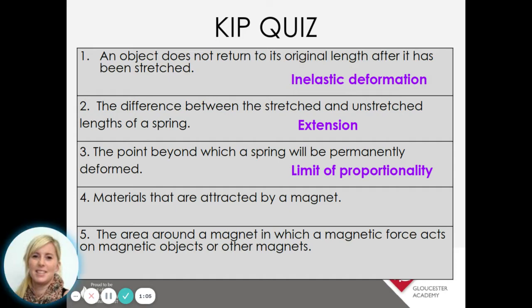Number 4, materials that are attracted by a magnet, they are said to be magnetic. And then the area around a magnet in which a magnetic force acts on magnetic objects or other magnets, that's the magnetic field, which a few weeks ago we were learning to draw. Remember, it goes from north to south and it has the little arrows to show the direction.